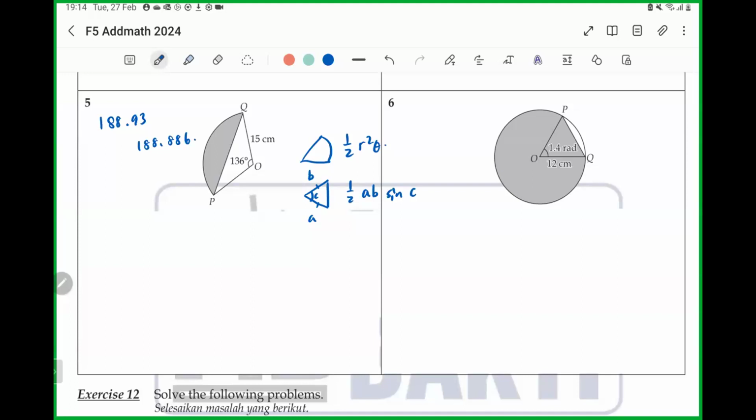Can do? 1 over 2 r squared theta minus 1 over 2 ab sine c. 15 squared, theta 136 times pi over 180, minus 1 over 2, 15 sine 136. So in this case, you will need to change it to radian. So for the first one, you have to change it to radian.